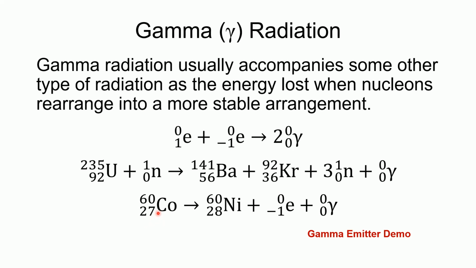Cobalt-60 is an example of a gamma emitter. When it decays, it gives us nickel-60 plus a beta particle plus gamma radiation. So for the beta particle, there's kind of no way around it on this one. It does give off that beta decay. So that is an example of a gamma emitter.